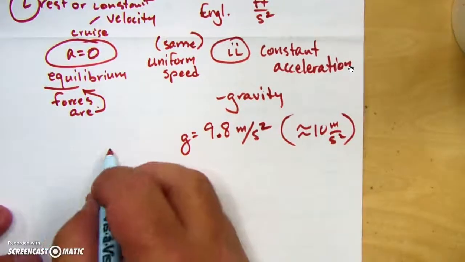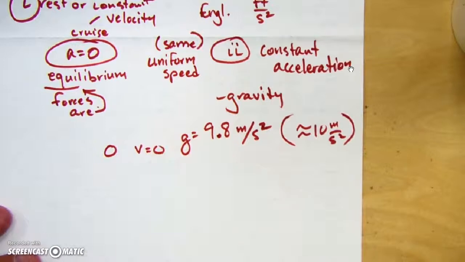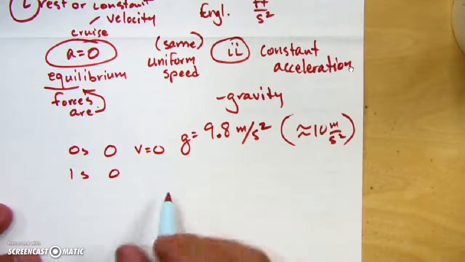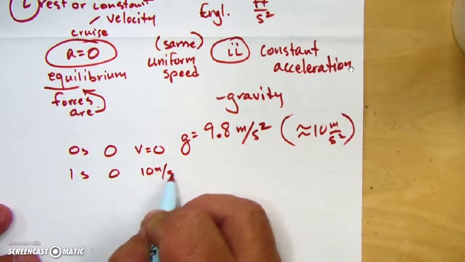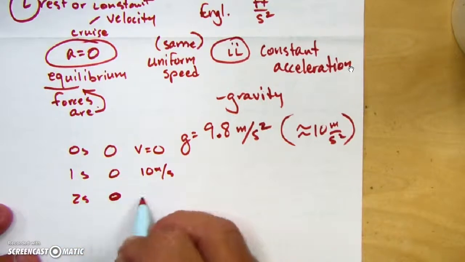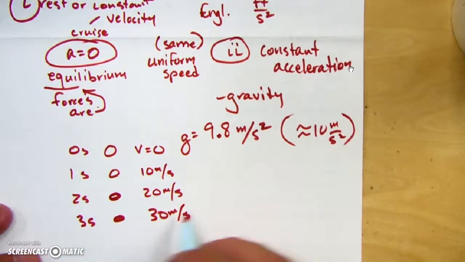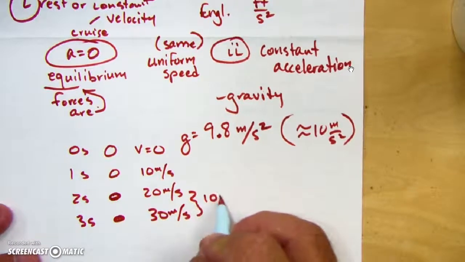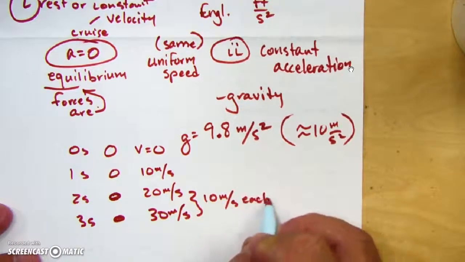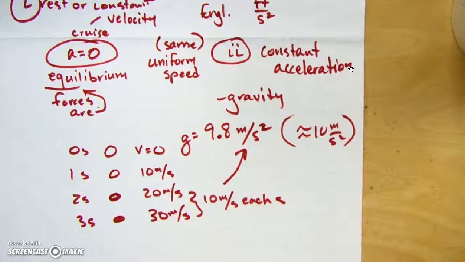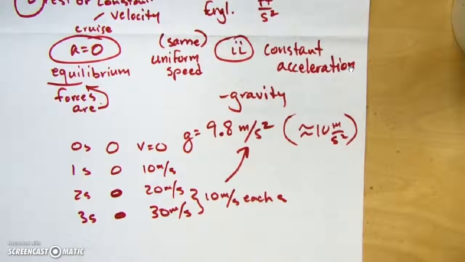So if I have a rock falling, initially the speed is equal to 0. 1 second later, the speed is now 10 meters per second. 2 seconds later, the speed is now 20 meters per second. 3 seconds later, the speed is now 30 meters per second. That's where the fact that the speed is changing 10 meters per second each second comes from. That's what that number tells you. It tells you the speed is changing 9.8 meters per second each second. We just simply write it as meters per second squared.